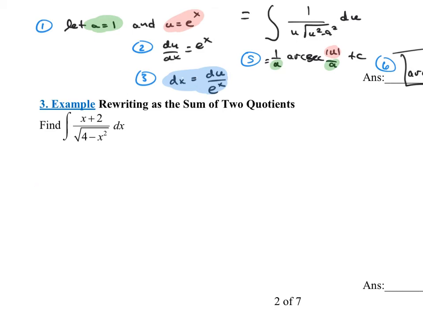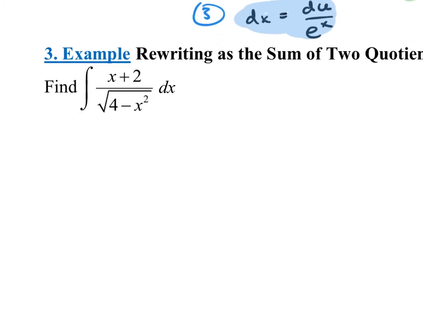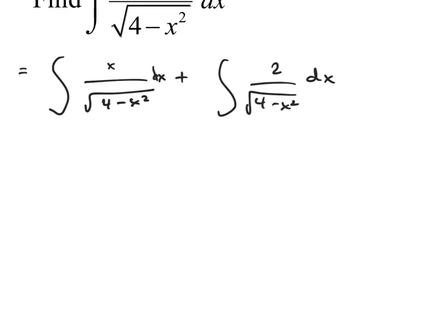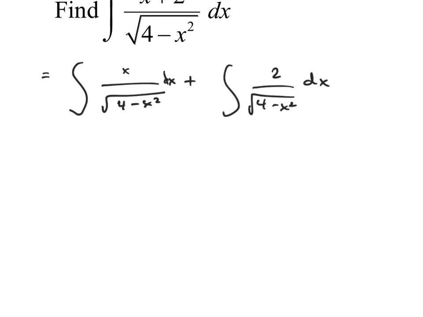So what is the right technique on this problem? Well, the right technique is not something that you may have thought of immediately, but let's actually separate this into 2 separate integrals. The integral of x over the square root of 4 minus x squared with respect to x, plus the integral of 2 over the square root of 4 minus x squared with respect to x. Now when I do this, I have 2 separate integrals that I need to worry about. I'm doing 2 completely separate problems. So let's look at the first problem.